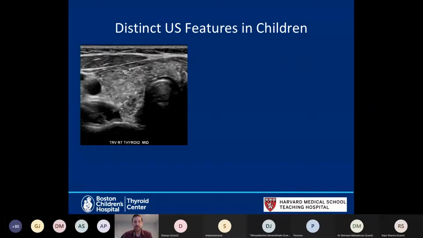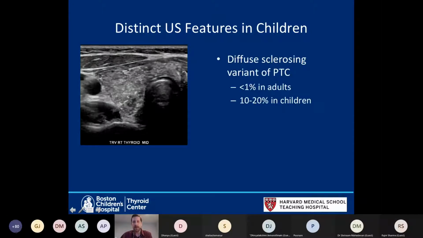But I'm going to show now some examples of why experience is important in ultrasound, because children have some ultrasound features that are different than adults. This is an example of an unusual presentation of thyroid cancer that is seen very infrequently in adults, but actually quite commonly in children. This is the diffuse sclerosing variant of papillary thyroid cancer. And you can see that the gland is not particularly enlarged, and it has these diffuse microcalcifications in it. And this is a cancer.